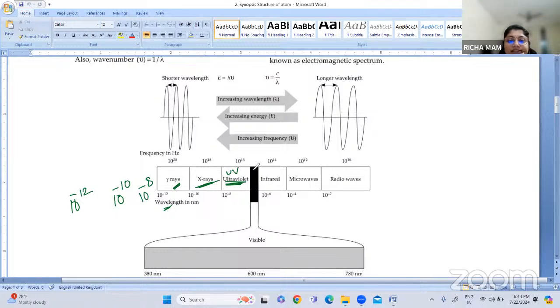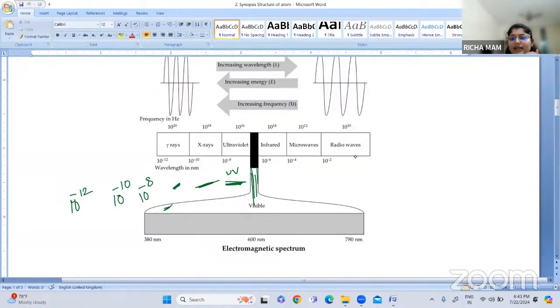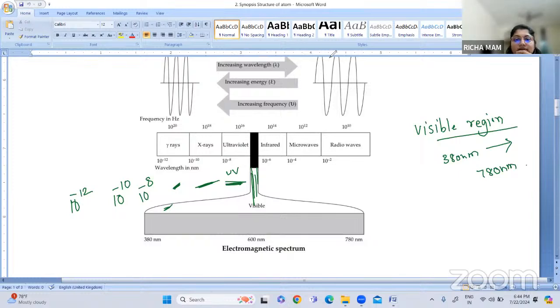Then in this region, you can see the black part. This is the visible region. Visible region means your VIBGYOR. Remember, what is the wavelength of the visible region? This is also very important. The visible region wavelength is 380 nanometer to 780 nanometer. What is the reason?